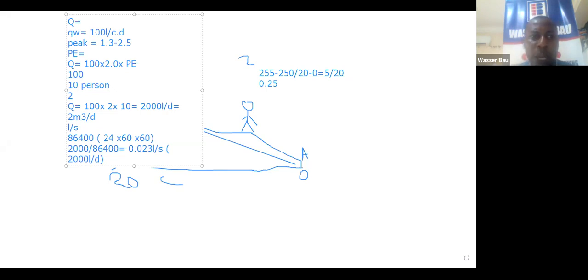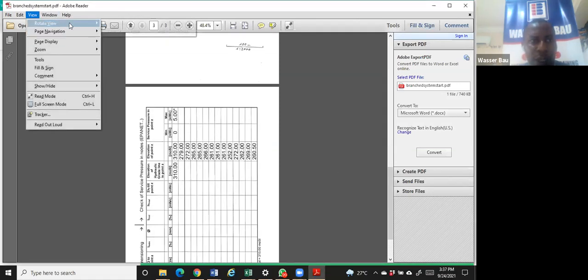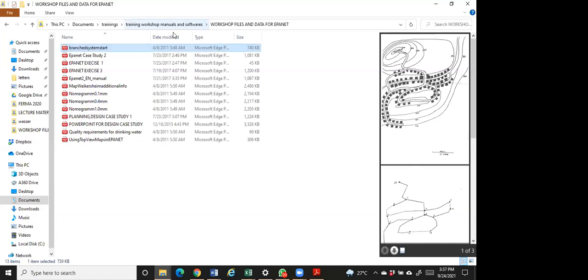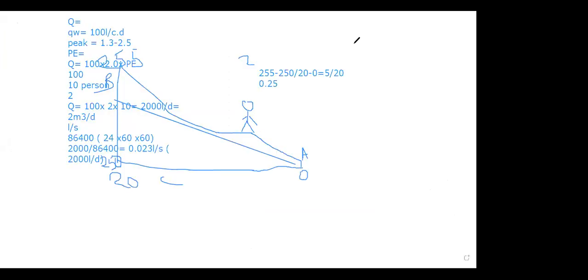So what I want us to do now is, can we open this chart? Everyone, can we open the table, the assignments? Because we want to do some calculation now. You have it under your training workshop manual. You see workshop files and data. Can we open that quickly? Have we shared it before? Yes, I've shared it. Somebody said I didn't have it. Okay, let me bring it up and share it. Just give me 1 minute.